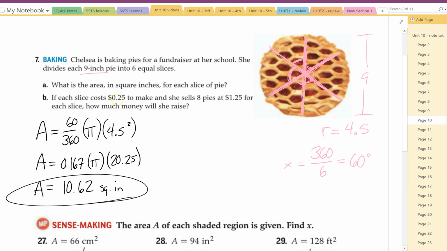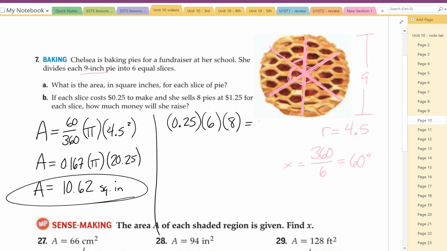Then it says if each slice costs 25 cents to make and she sells 8 pies at $1.25 for each slice, how much money will she raise? In other words, what's her profit? Okay, so each slice costs 25 cents to make. So $0.25, same thing as 25 cents, times 6 pieces in every pie, and she's going to sell a total of 8 pies.